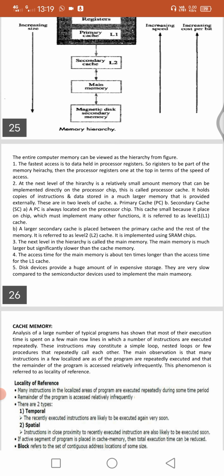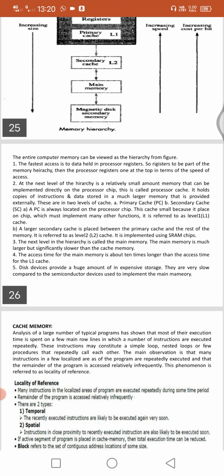This small memory implemented directly on the processor chip is called a processor cache. It holds copies of instructions and data stored in the much larger memory that is provided externally. So whatever the repeated actions in secondary memory, those are stored in cache memory. Generally we have two levels of caches, that is primary cache and secondary cache.